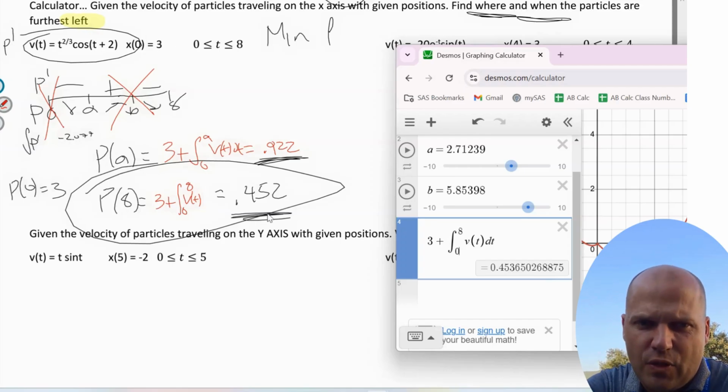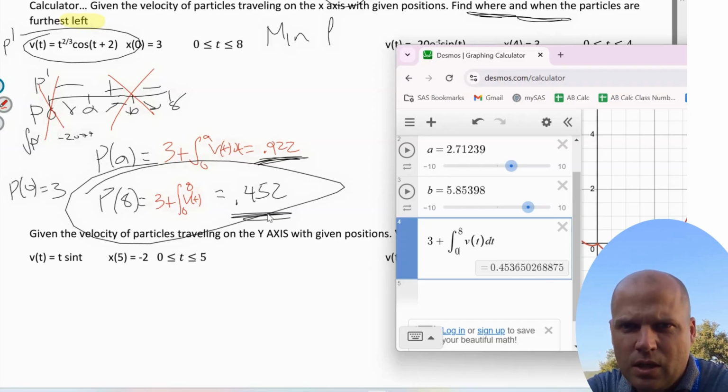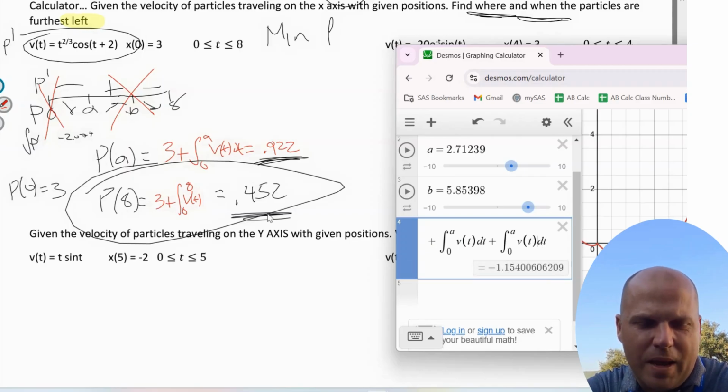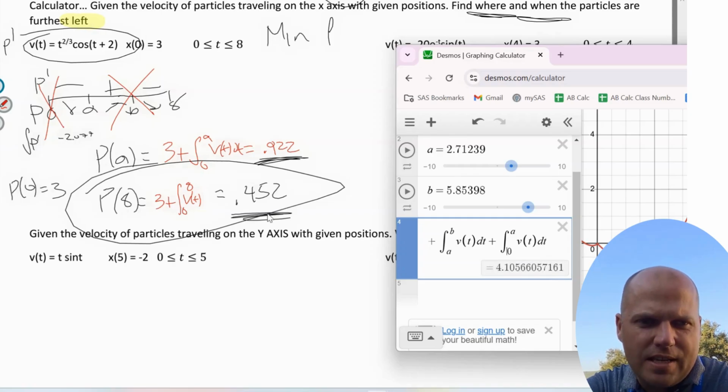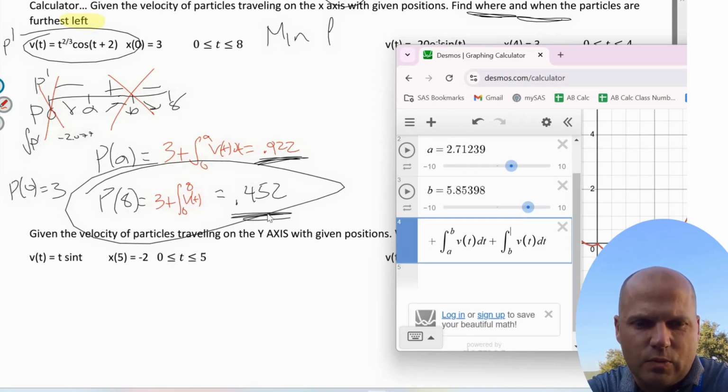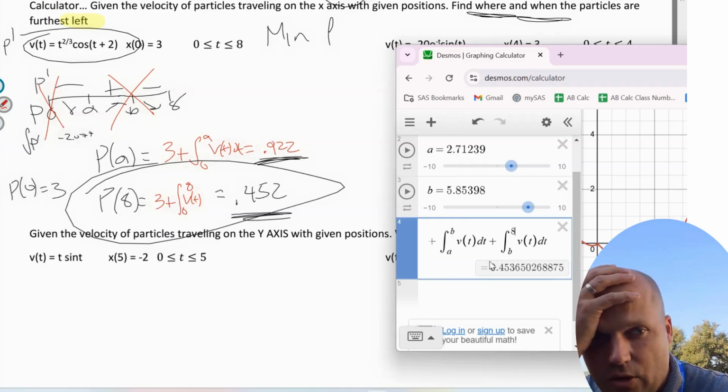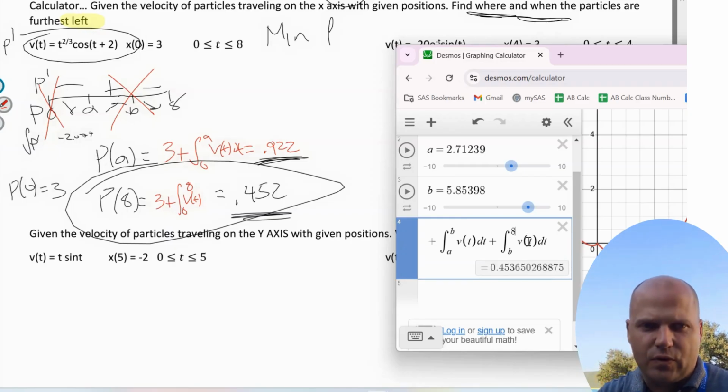You could have done 3 plus 0 to A. Then you could have also then figured out where you are at B, if you add the integral from A to B, and then B to 8. It's all very quick to do this with Desmos. It's like so nice. 0.453. So nice to do this in Desmos.